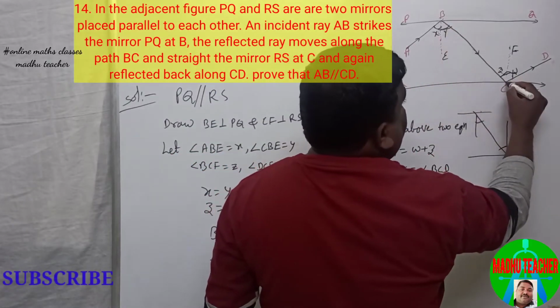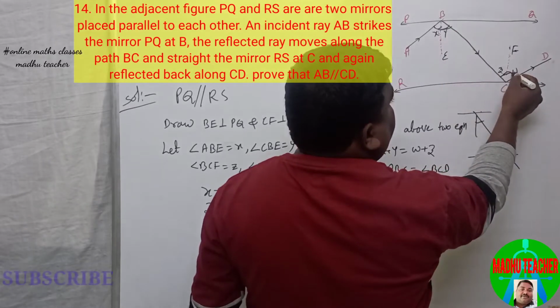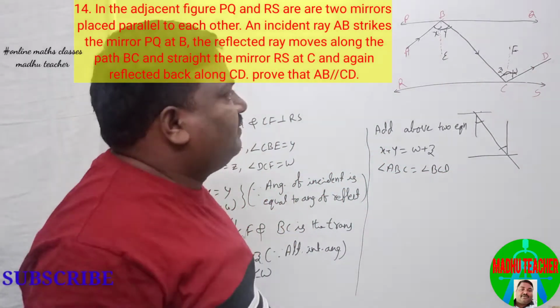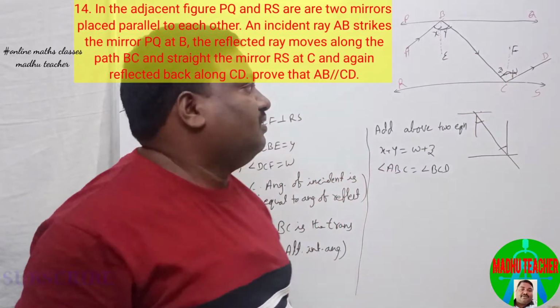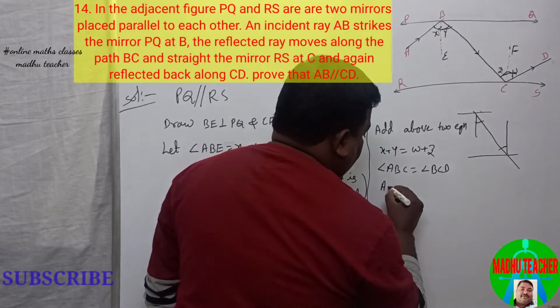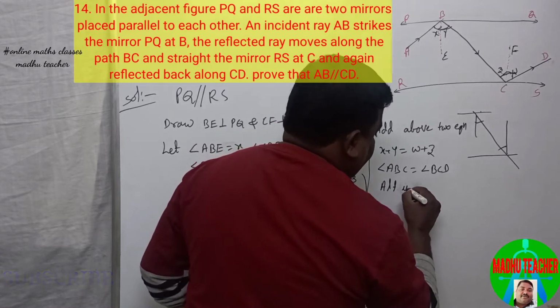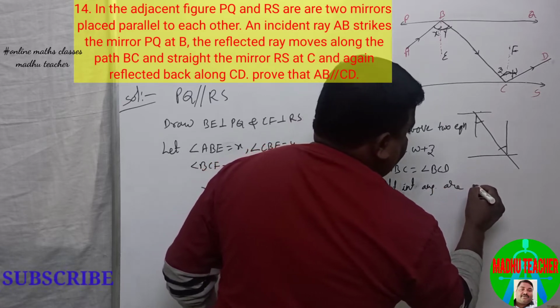These are any two lines, and this is the transversal. These two are alternate interior angles. If the alternate interior angles are equal, then the lines are parallel. Therefore, alternate interior angles are equal.